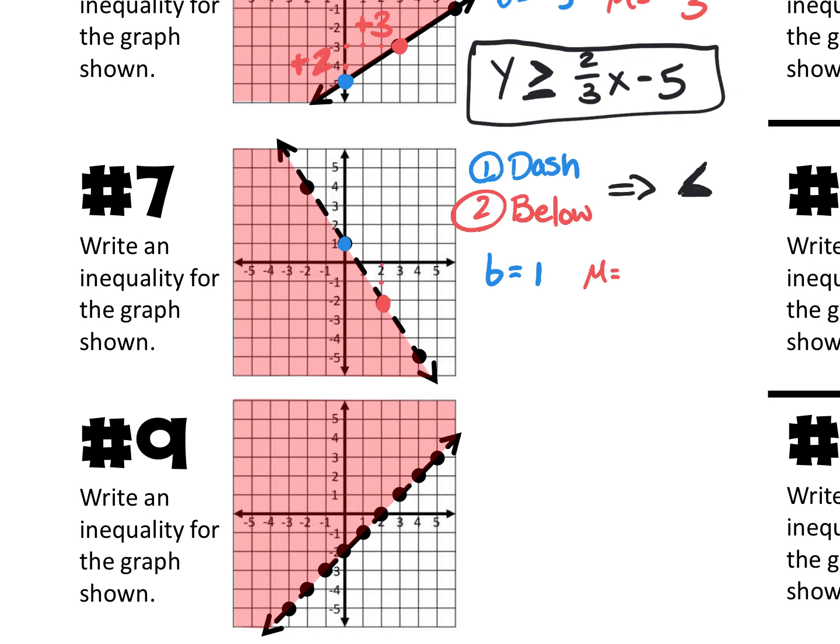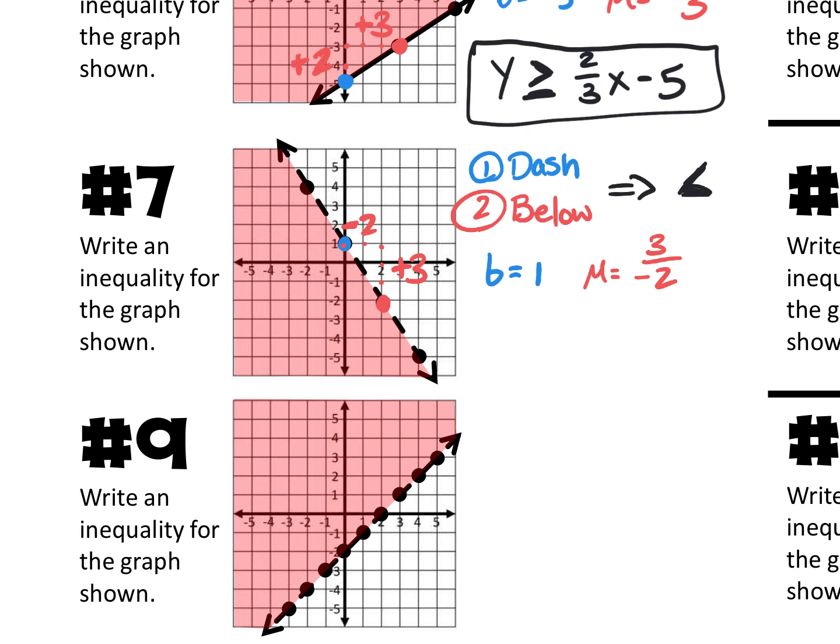So I go up 1, 2, 3. So that's 3 in the positive direction. But then I count 1, 2 to the left. If I go to the left, that is negative. So it's positive 3 over negative 2.